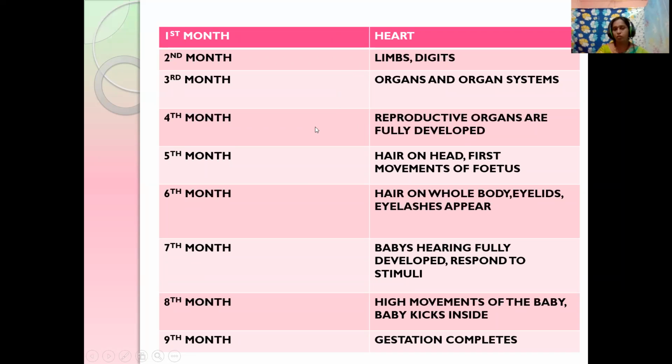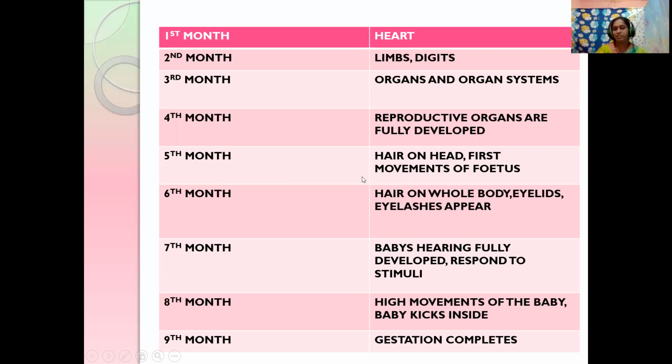Next comes the 4th month, when the reproductive organs are fully developed, which means the gender will be known, whether it is a girl or a boy. Actually, scanning is done to see the health of the baby, but not to know the gender and kill the baby. In the 5th month, hair appears on the head and the first movements of the fetus take place.